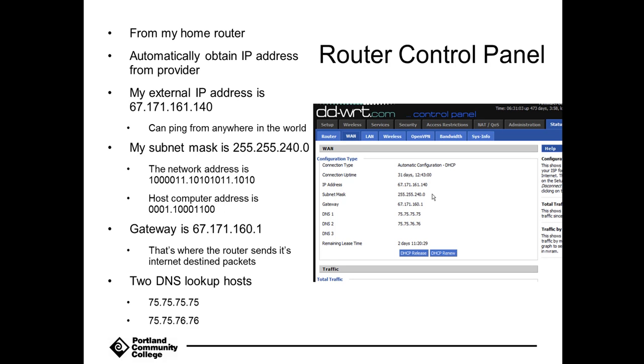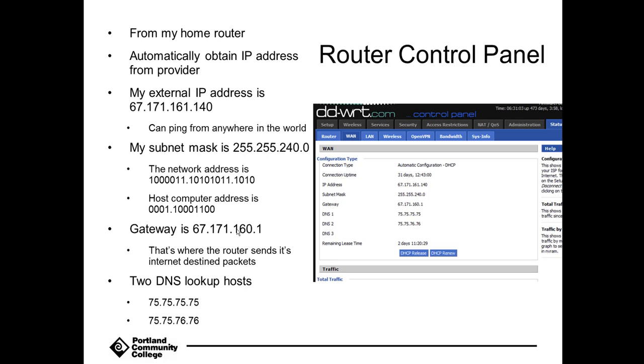Now this is actually my old router, but it's simpler. So my router control panel is set to automatically configure or obtain the IP address from the provider. My external IP address at the time I made the slides, which was 2 years ago, was 67.171.161. Now it starts with, I think, a 2.3 or something. My subnet mask, this is the Comcast assigned subnet mask. That meant my network address is this, and the host computer had this address.